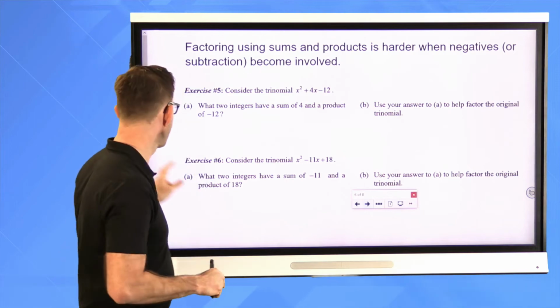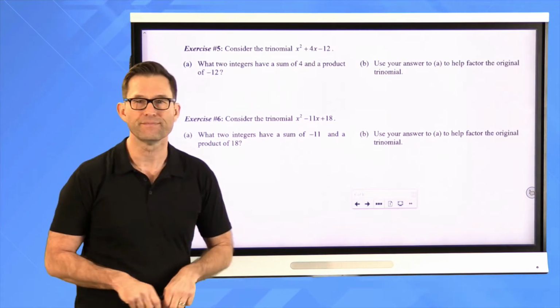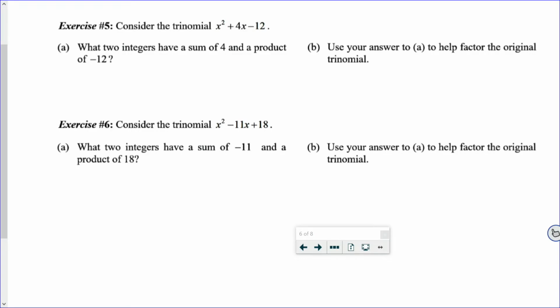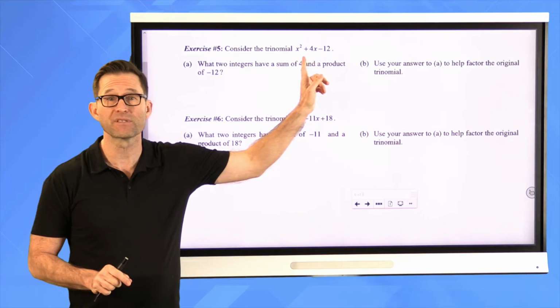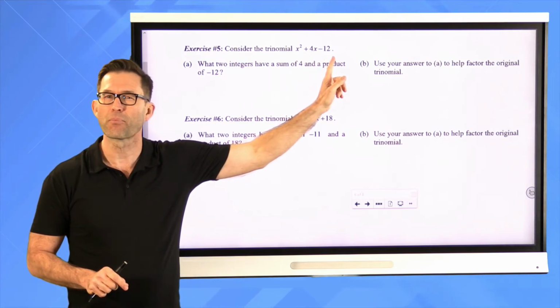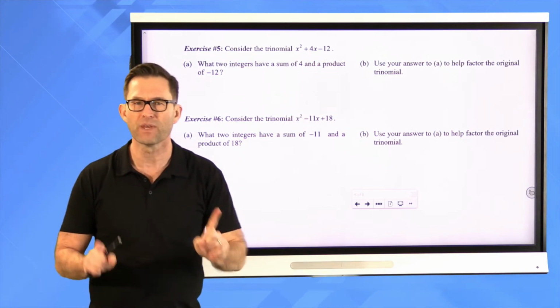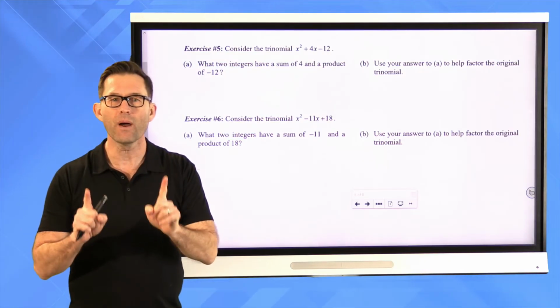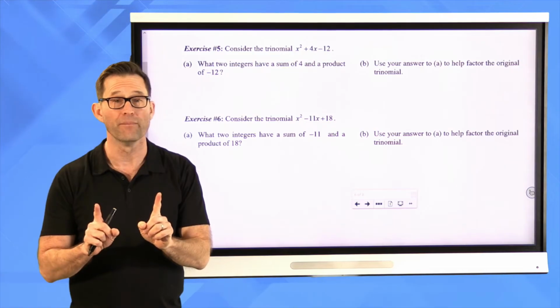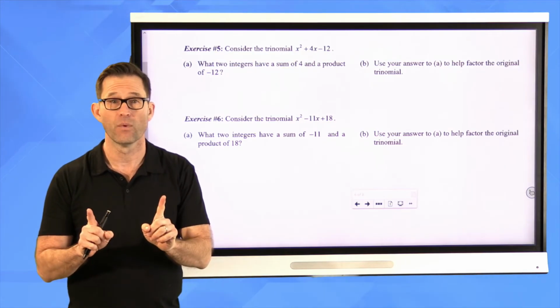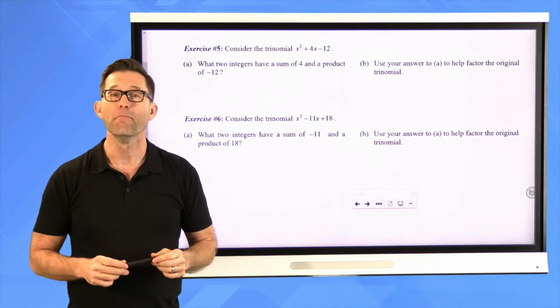Let's take a look at exercise number 5. Consider the trinomial x squared plus 4x minus 12. What two integers have a sum of 4 and a product of negative 12? So again, it's still that sum and product, right? The sum is still positive 4 and the product is negative 12. Now, keep in mind, if two numbers have a product that is negative, one of them and only one of them must be negative.